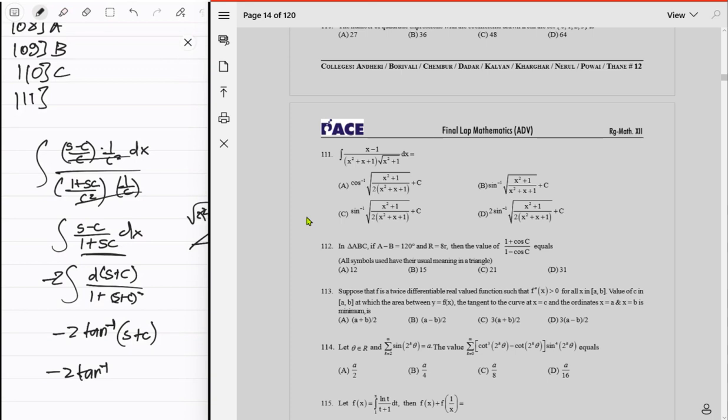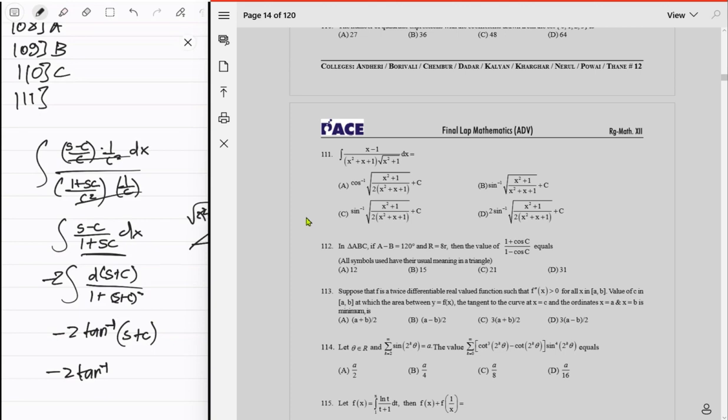Did something really go wrong? No, no, it was correct, something was going right. There can't be any problem. No, this was correct. Just 1 plus sc for sure. So how did this happen? Okay. No, it has to be just this thing: negative 2 tan inverse of s plus c. Right? Okay, yeah.